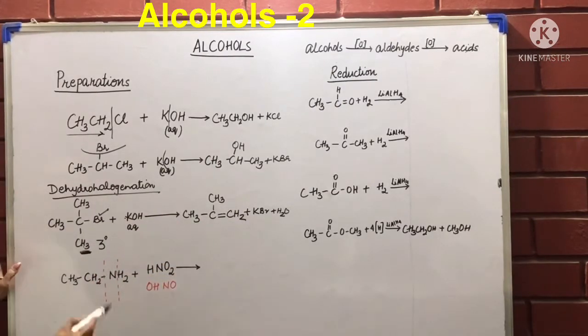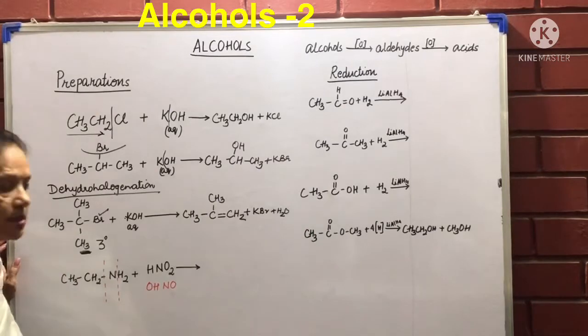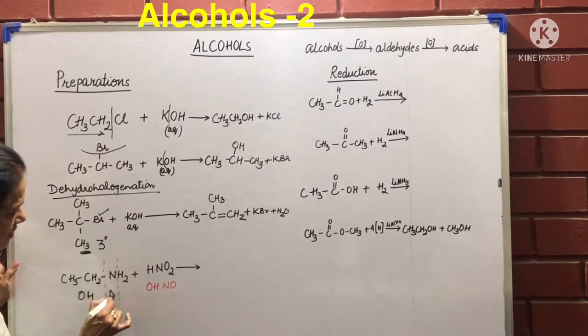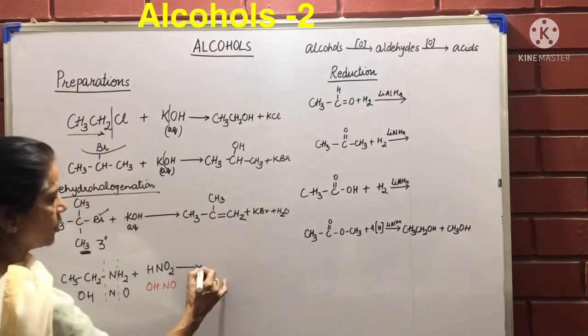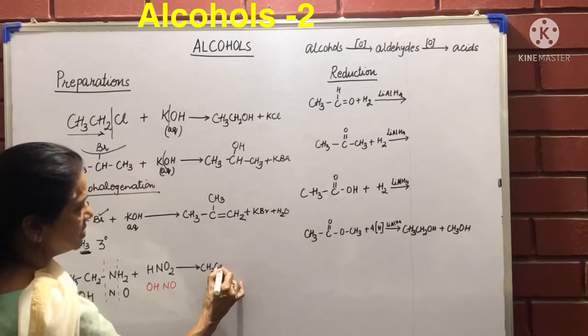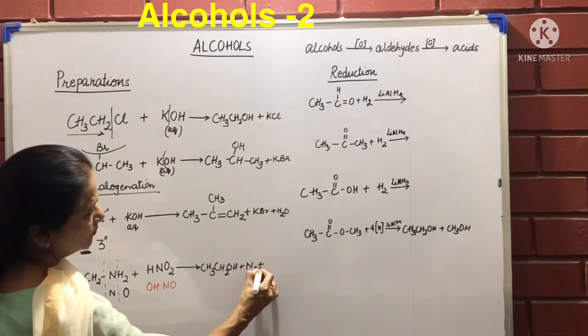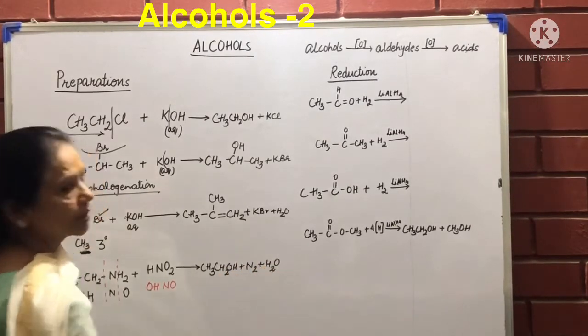Now with amines, divide the amine into 3 parts and put OH here, N against N and O here. So your product becomes CH3CH2OH plus nitrogen plus water.